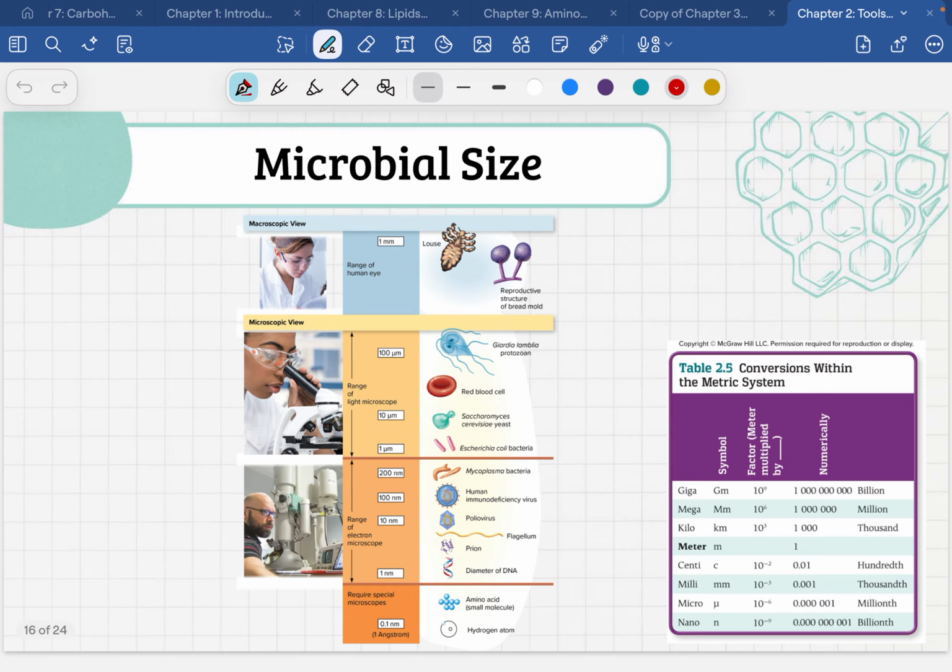Okay, and this is just kind of a reminder. You don't have to memorize the numbers on here, but this is just giving you a relative size chart of how big things are relative to each other. So the human eye has a range down to about 1 millimeter. Sometimes a little less, right? We can see things that are a little bit less than a millimeter.